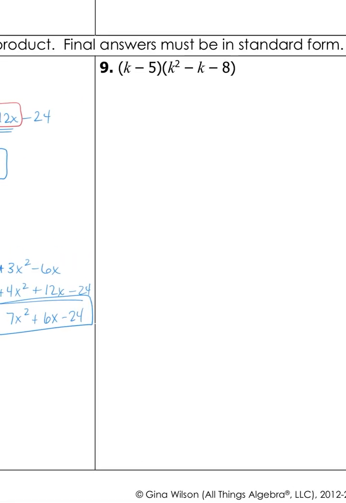And we're going to distribute our k to the first. So k to the first times k squared is going to give me k to the third. And then k to the first times negative k. So we have positive 1 times negative 1, and that's going to give us a negative. K to the first times k to the first is going to give us k squared. And then k to the first times negative 8. 1 times negative 8 is negative 8. Then I have a k. So I'm going to do that down here also.